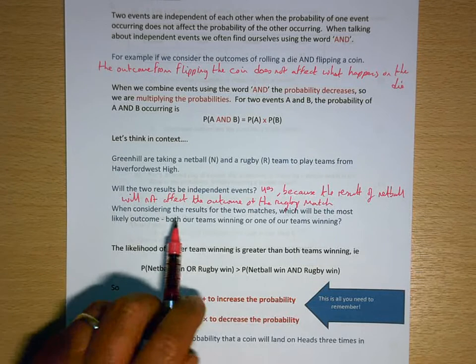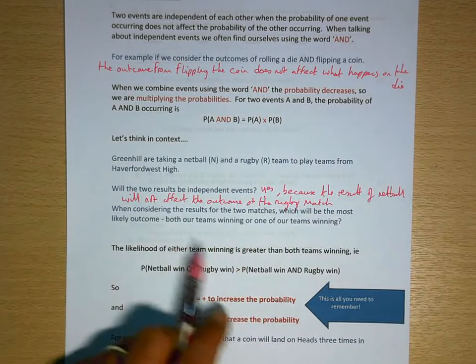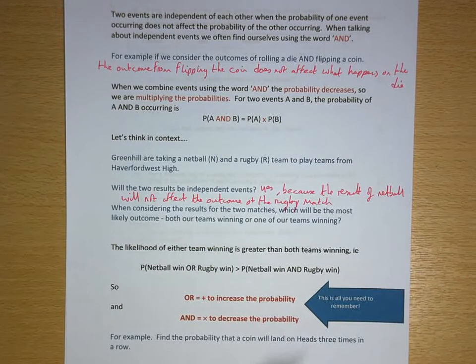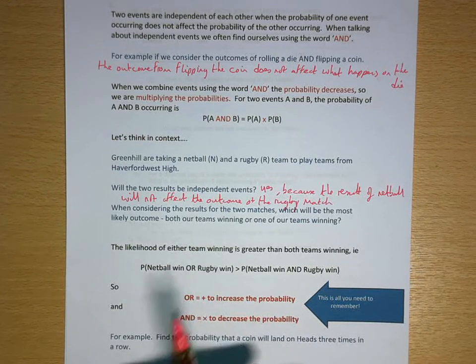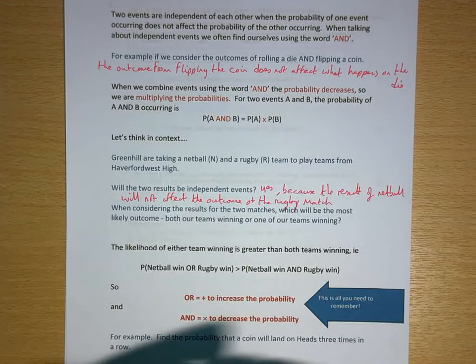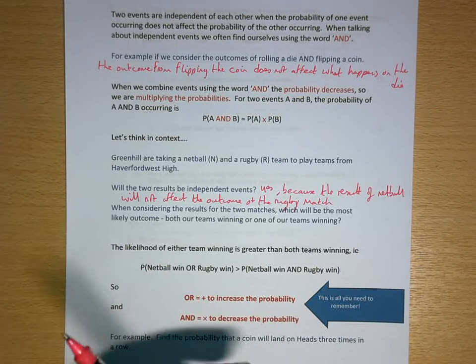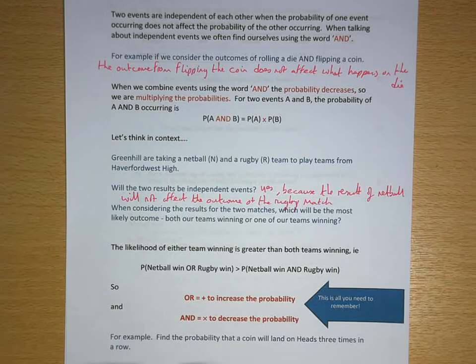When considering the results of the two matches, which would be the most likely outcome? Both of our teams winning, or one of our teams winning? Well, I hope you would recognise there that it's more likely to come away with one win. I'm not even considering a loss. It would be more likely, if you were to put money on it, you would think, well, it's going to be safer for me to say either one of the teams will win rather than both. Both of them winning would be more unlikely, and that's because they're independent events.